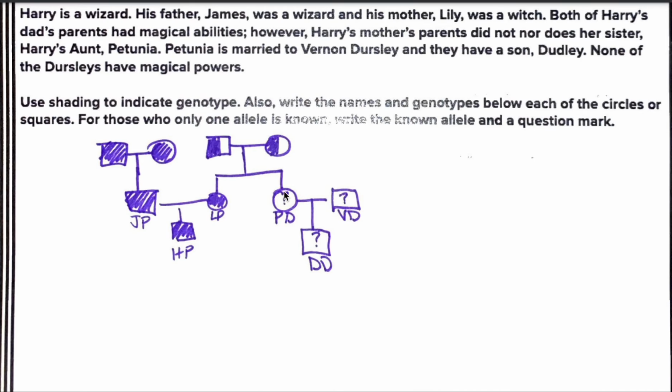Now, Petunia didn't get that, and in fact, she's married to Vernon, and they have a son named Dudley, and we don't know what any of them are, because they could be homozygous dominant, in which they would have gotten both dominant alleles, both of these open alleles, or they could have gotten a dominant allele from one and a recessive allele from the other, and they still wouldn't have been magic. So we just don't have enough information here, so it's perfectly fine to put a question mark in this space.